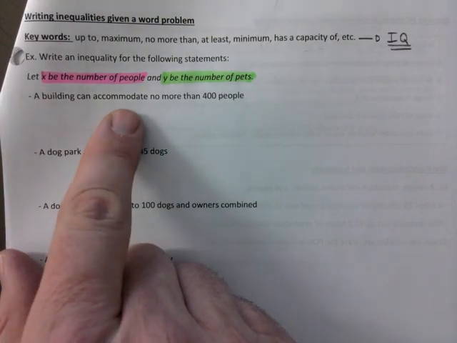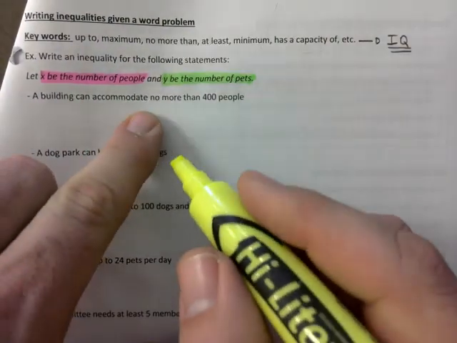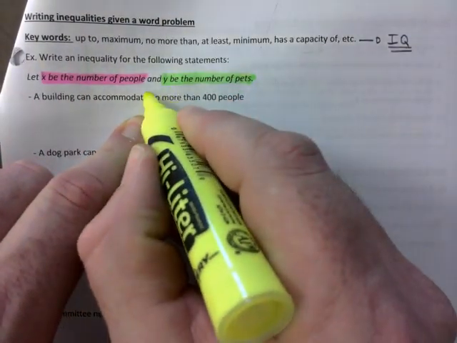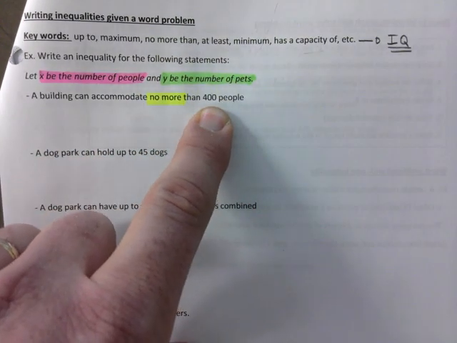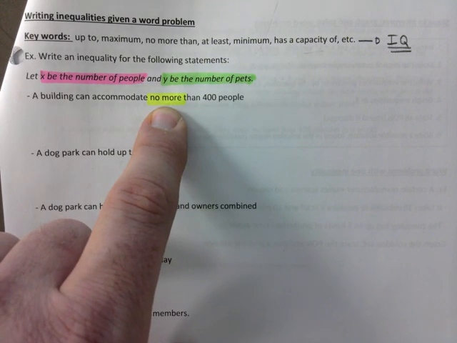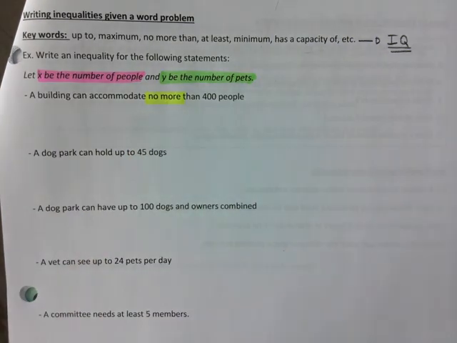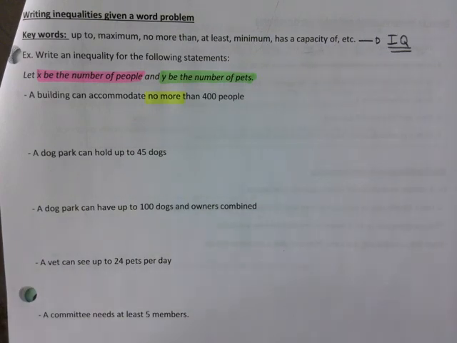A building can accommodate no more than 400 people. That right there should tell you, okay, it doesn't say a building can accommodate exactly 400. It doesn't say that. It says no more than 400. It's an indication that you could have less, right? But no more than 400.